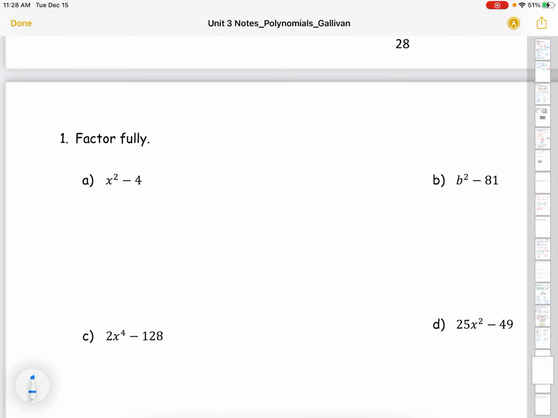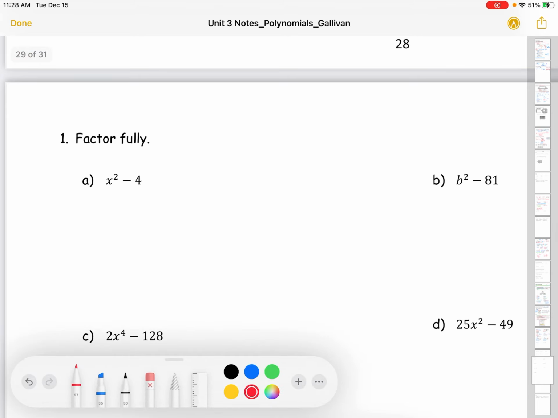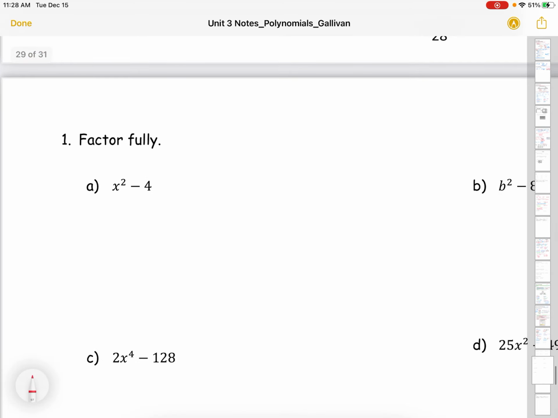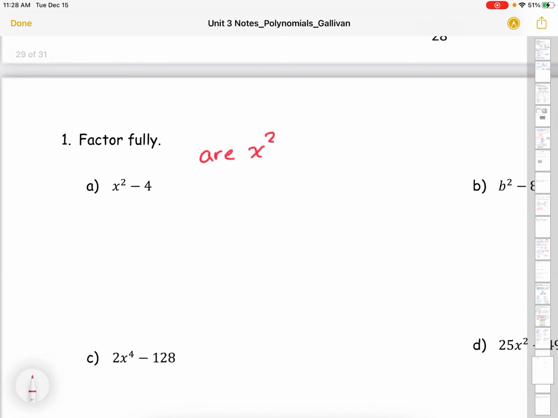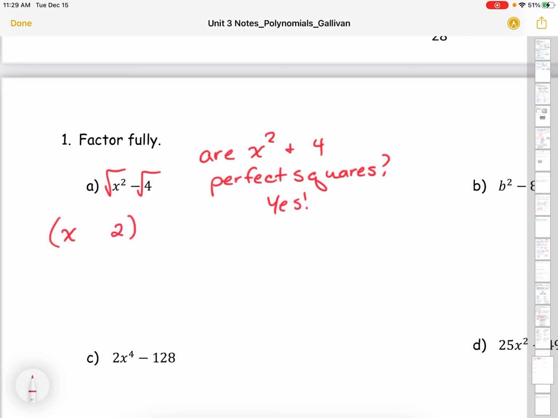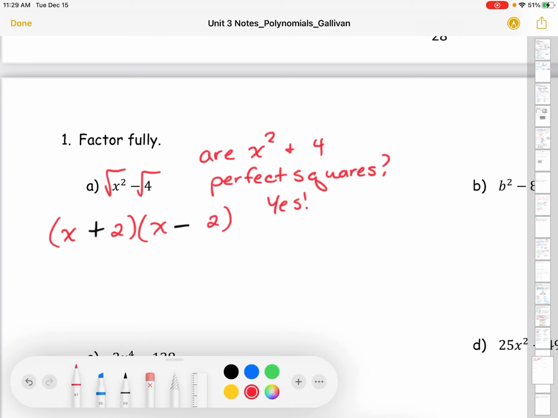So let's do some practice with this, because this is actually going to go pretty quick. Here I asked myself my questions: are x squared and 4 perfect squares? Yes. Okay, so what's the square root of x squared and what's the square root of 4? Well, the square root of x squared is x, and the square root of 4 is 2, so we're going to have x plus 2, x minus 2.